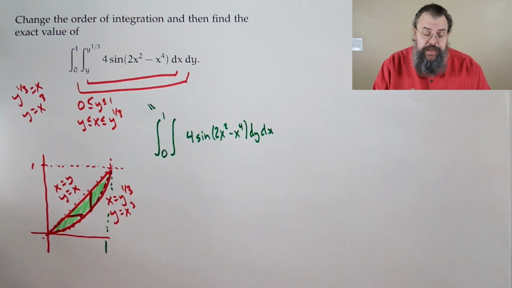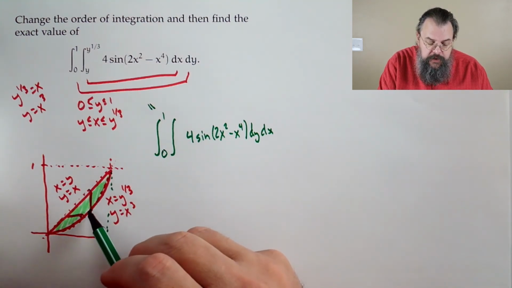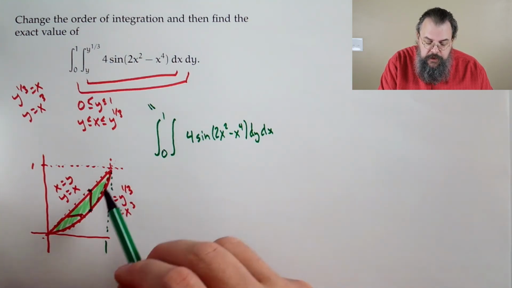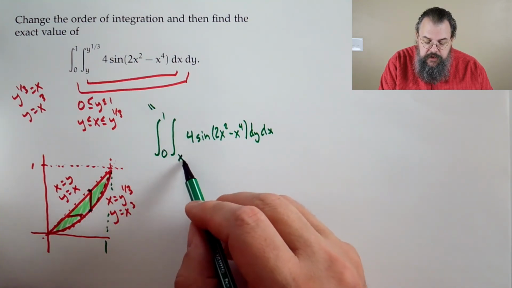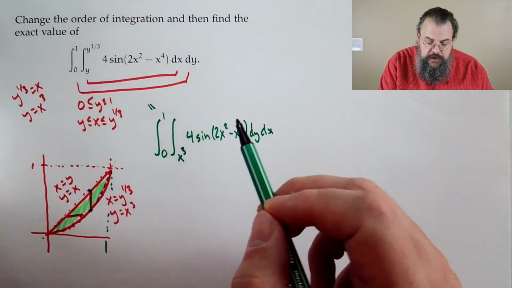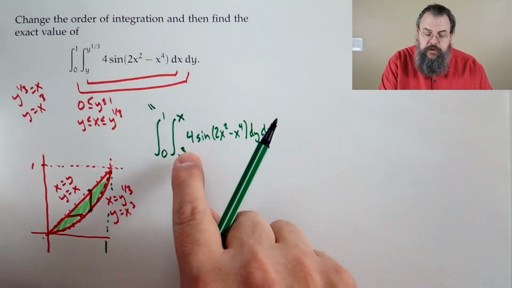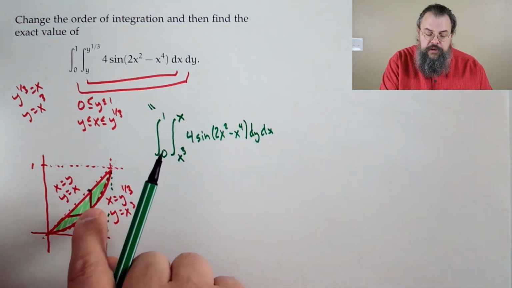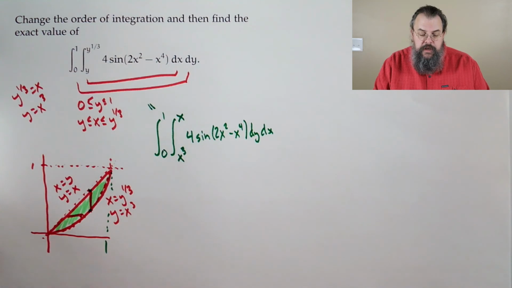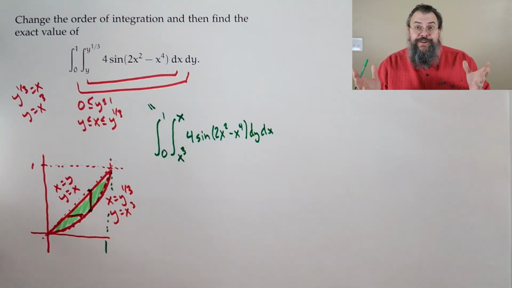So I imagine I have a particular value for x, and I want to say, where do I go between? Well, the bottom curve, the low value, is x cubed. The top, the high value, is x. And remember, these are y bounds, so I want y equals. So y equals x cubed, y equals x. All right, great. Well, we've done the change of order.